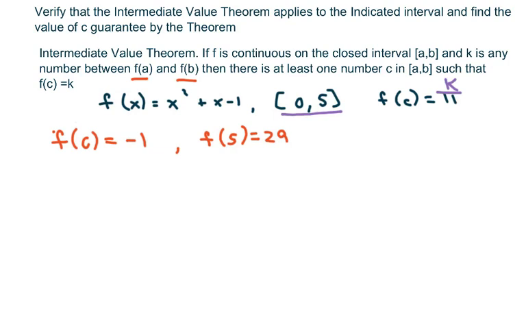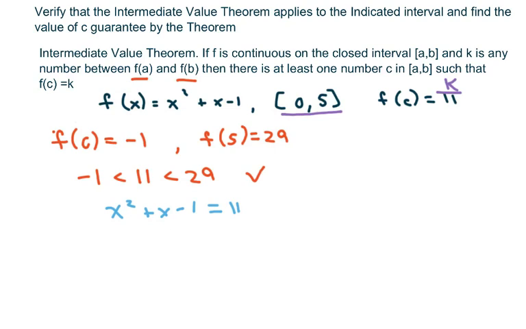So we want to know if our k is in between -1 and 29. And yes, it is. So that means there's at least one number c in the closed interval such that f of c equals k. So we have f of c, and we're going to set x squared plus x minus 1 equals 11.